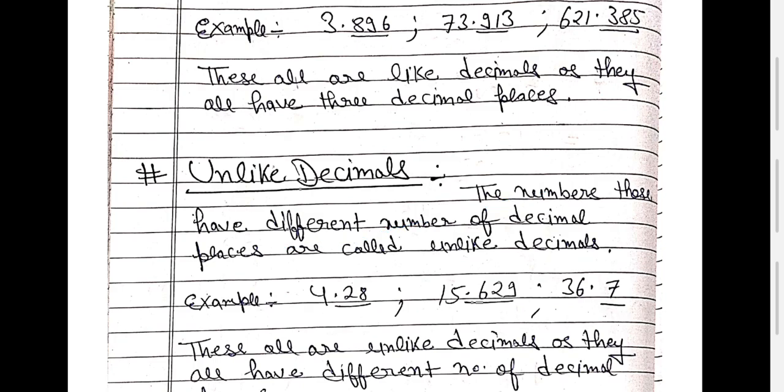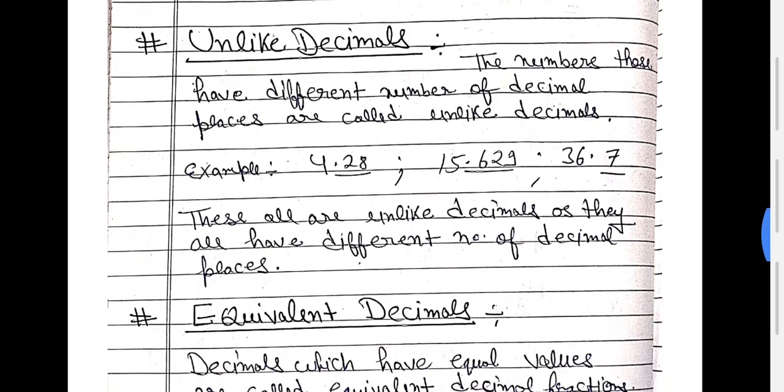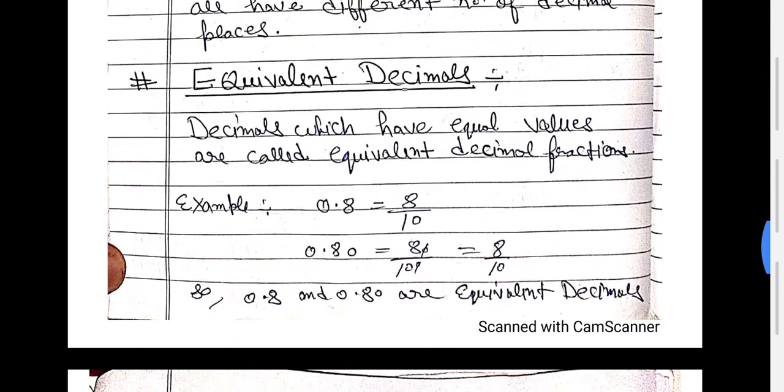Now let's give an example. It has two decimal places, this has three decimal places, and this has only one decimal place. So all the decimal places are different, so they are known as unlike decimals.